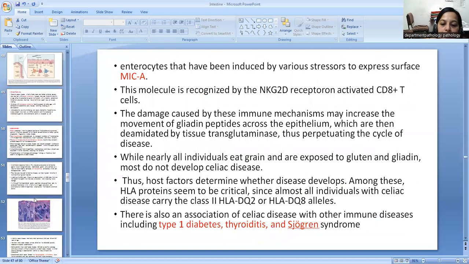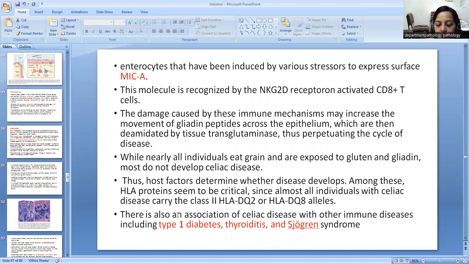Enterocytes that have been induced by various stressors to express certain MIC-A also contribute. The damage caused by these immune mechanisms may increase the movement of gliadin peptides across the epithelium, which are then deamidated by tissue transglutaminase, thus perpetuating the cycle of disease.